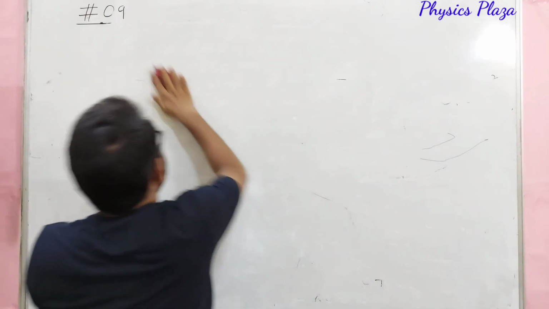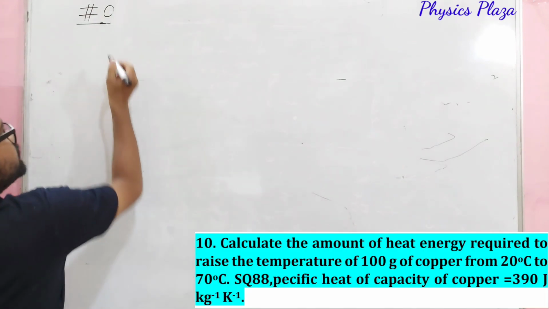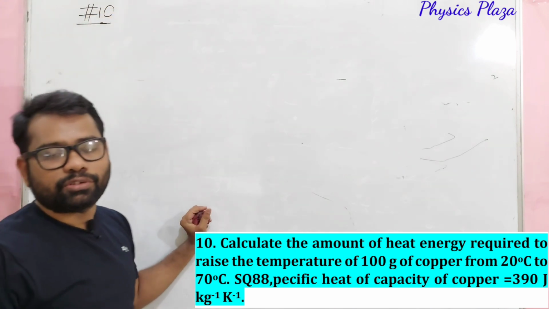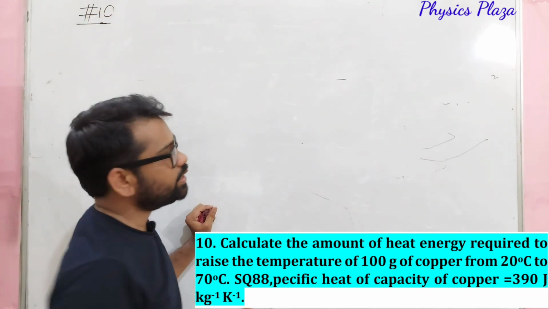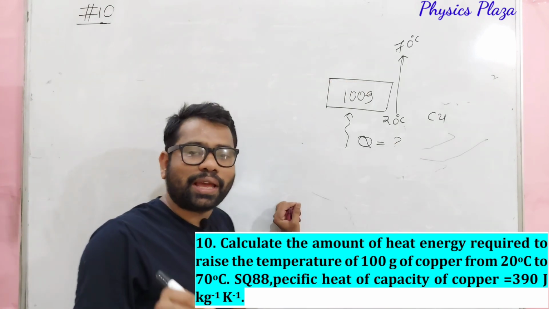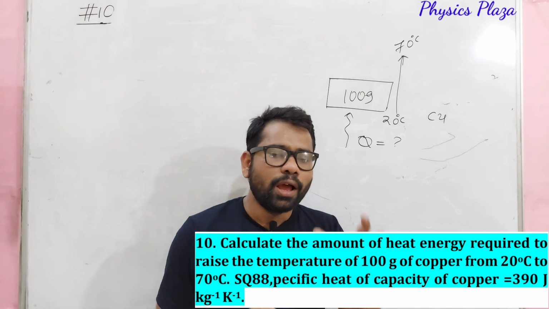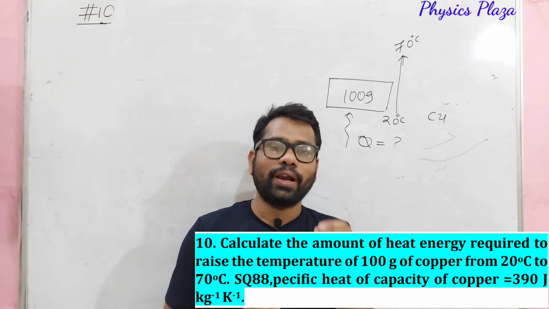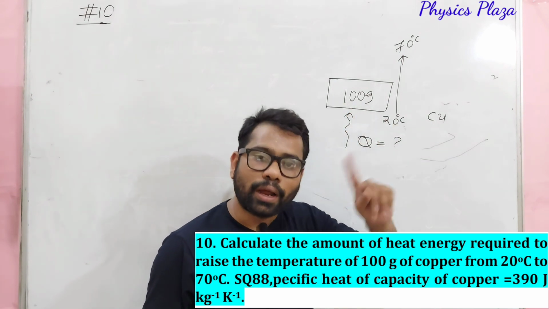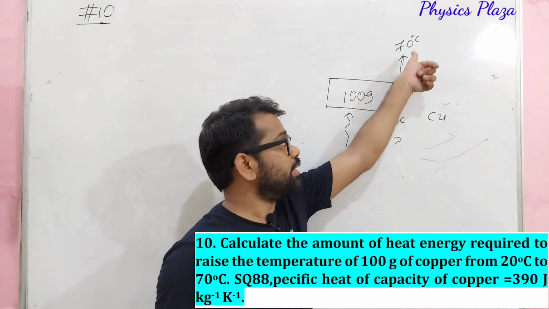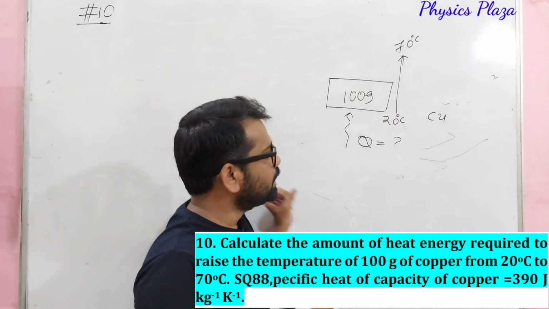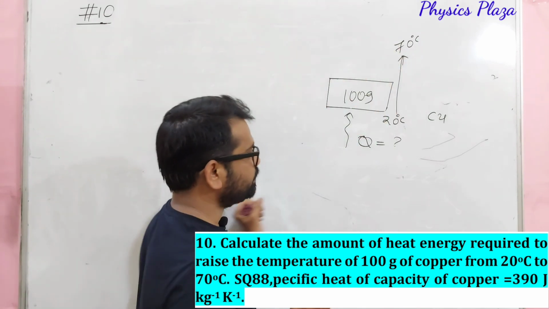Dear children, this is the last question in this session. This question is based on calorimetry. Here, what is given, dear children? They are asking us to calculate the heat supplied. How much amount of heat is required in order to raise the temperature of 100 grams of copper from 20 degrees Celsius to 70 degrees Celsius? And one more important piece of information is given: the specific heat capacity of copper.